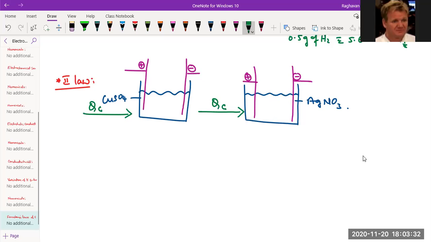Repeat the question. I'm going to pass the same quantity of electric current, say 10 coulomb, 100 coulomb, 1 coulomb, whatever. The same quantity of electric current is being passed through copper sulfate as well as the silver nitrate solution. Now in both the solutions, the amount of the metal displaced is the same or different? Different, sir. And why?